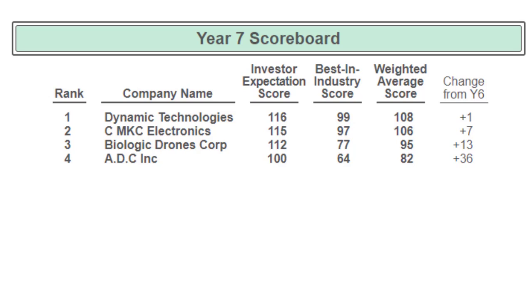So obviously, Team D, you're still at 108. You gained 1 point from last year, from Year 6. Team C, you're at 106. You gained 7. So great job. You're closing the gap from D to C, 1 and 2. Team B, you gained 13, hit 95. That's great. And like I said, ADC they're catching number one.